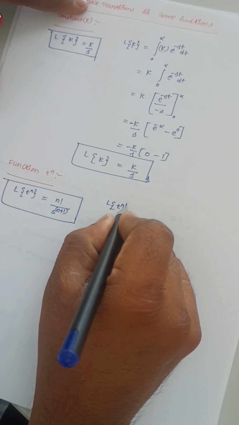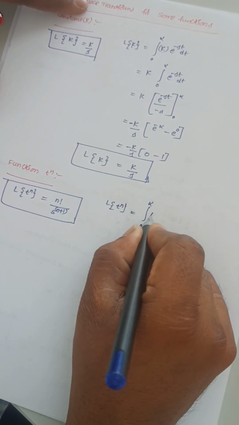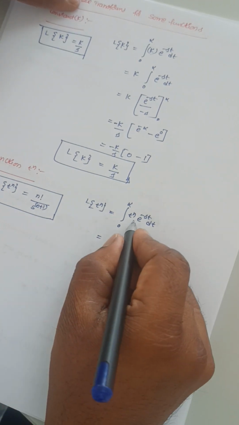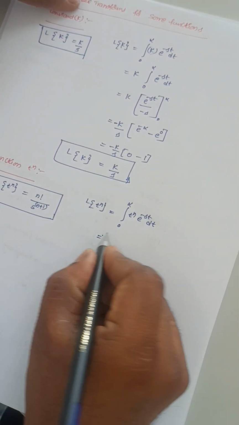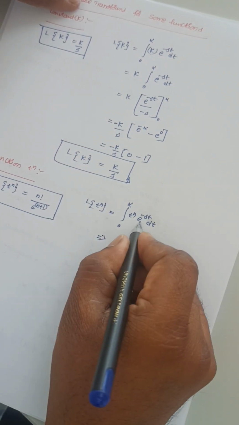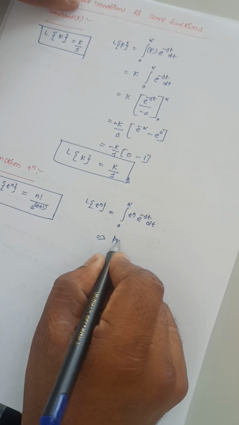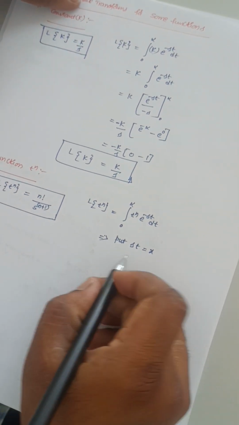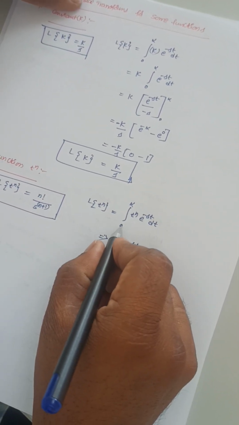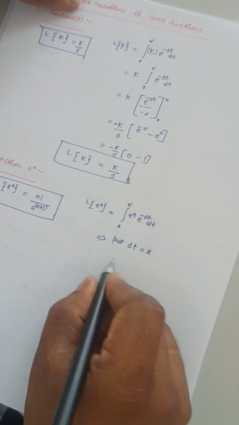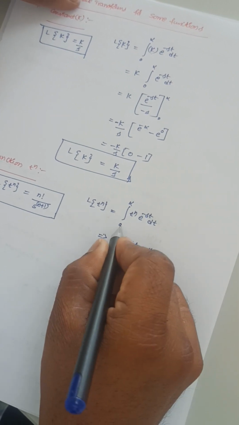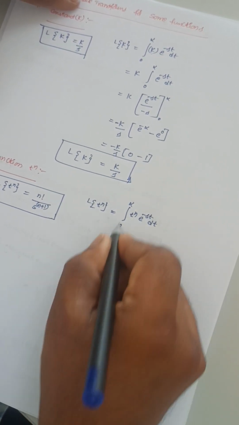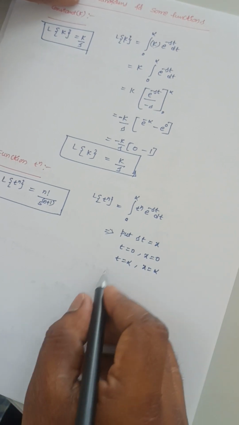Laplace transform of t power n is equal to integral 0 to infinity t power n e power minus st dt. Here let us consider, put st is equal to x. If t is equal to 0, what is the value of x? x is equal to 0. If t is equal to infinity, then the value of x is equal to infinity. That means the limits are the same here.